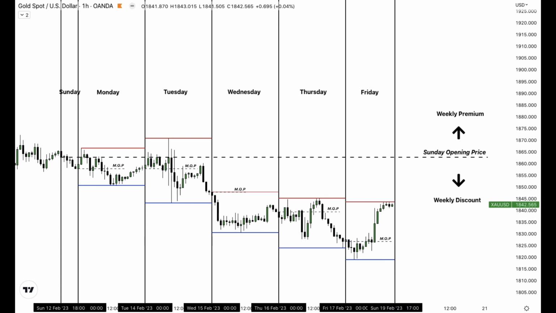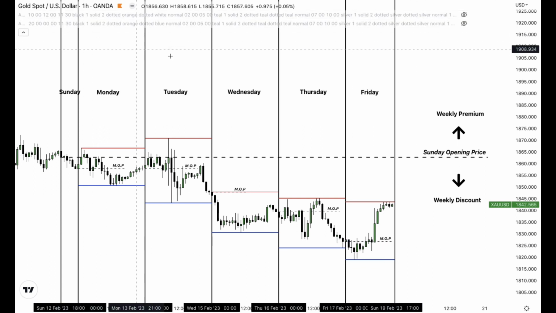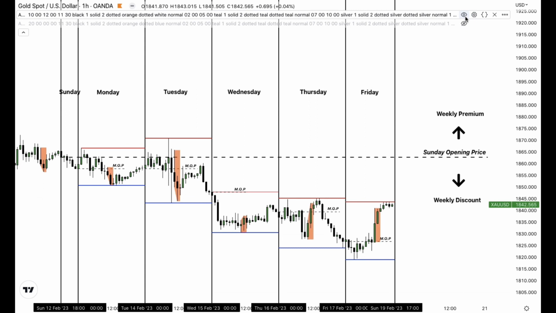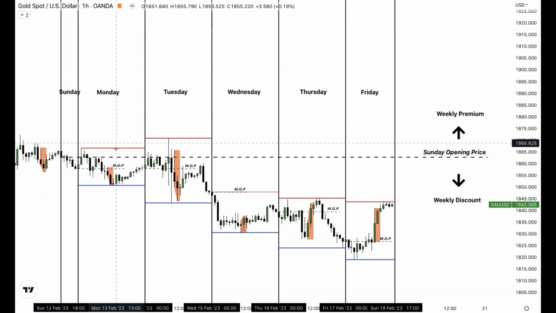Now, if we take this a step further, we're going to look at the London close session for each intraday. So I have an indicator that will show us in the orange shaded area. London close is going to be 10 a.m. to 12 p.m. As you can see, that's where it is here in this orange shaded box for each day, Monday through Friday. There's no London close for Sunday.